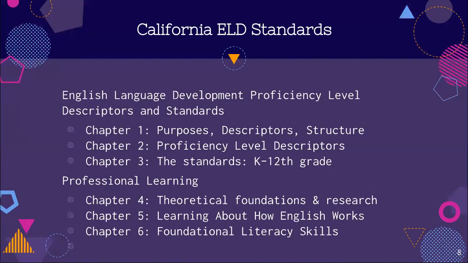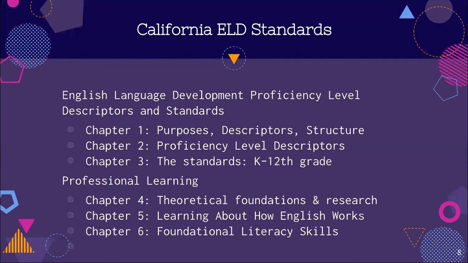So Chapter 4 really provides the theoretical foundations and the research behind the standards and why they're written the way they are, as well as the pedagogy that it would involve in order to teach those standards. Chapter 5 is learning about how English works. So this actually goes right along with one portion of the standards, digging into the grammatical and language elements that connect with different grade level standards for students of different language proficiency levels. And Chapter 6, Foundational Literacy Skills.